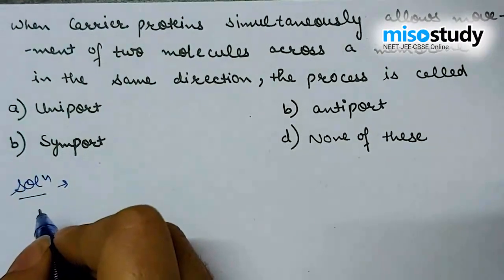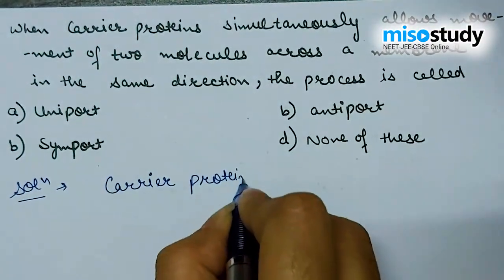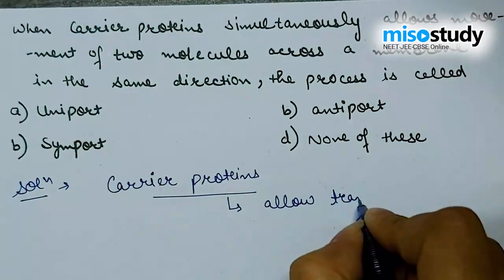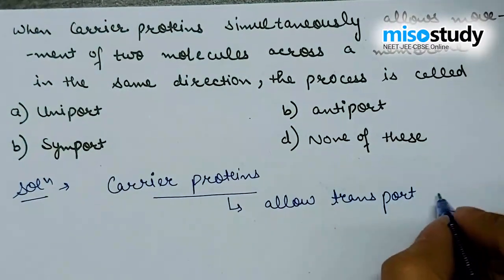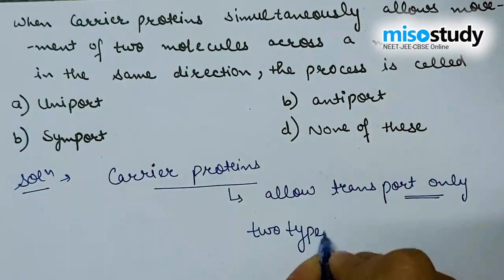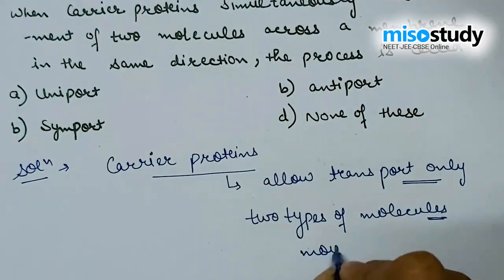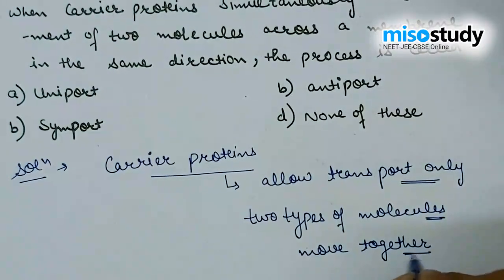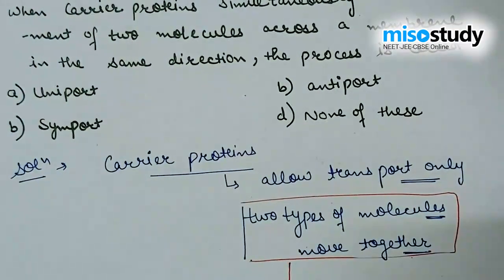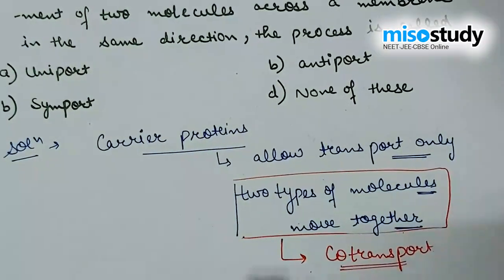When we are discussing about the movement, we know that carrier proteins allow transport only if two types of molecules move together. And when two types of molecules are moved together, such type of transport is known as co-transport.